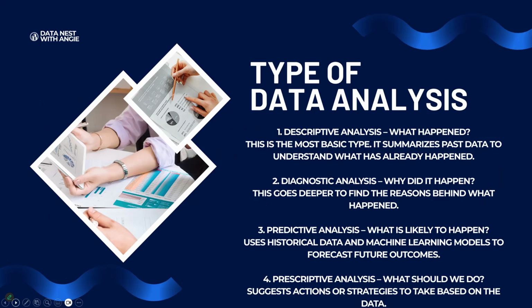We have types of data analysis. We have about 4 types of data analysis, and they are descriptive analysis, diagnostic analysis, predictive analysis, and also prescriptive analysis. As a data analyst, you need to know what happened. And this is the most basic type. It summarizes past data to understand what has already happened. So as a data analyst, you need to know what happened in an organization. Why is the organization running at so much loss? So you need to know what happened. So a descriptive analysis helps you to summarize past data to understand what has already happened.